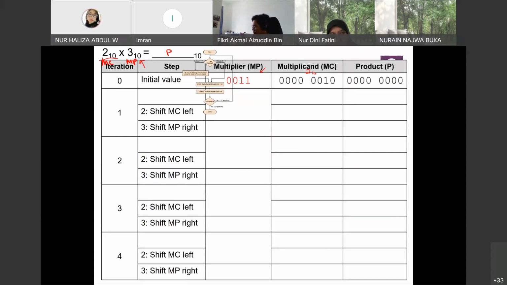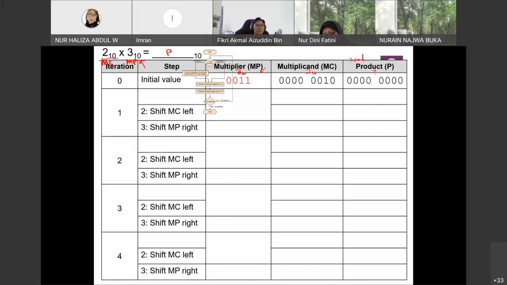You need to apply that later in the next questions and so on. You just apply the same thing here. But for MC, it is 8 bits. Okay, 4 bits here, 8 bits here. And this is 3 decimal. How about your product? So your product, at first, initially, you don't have anything.